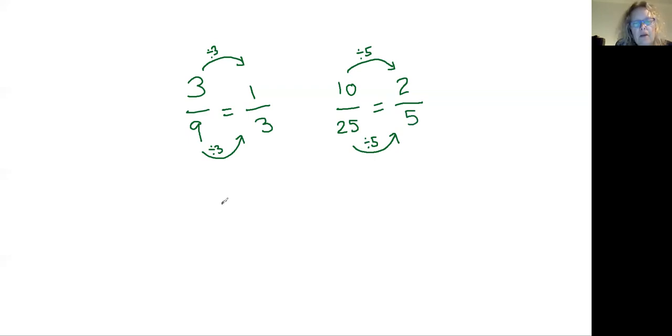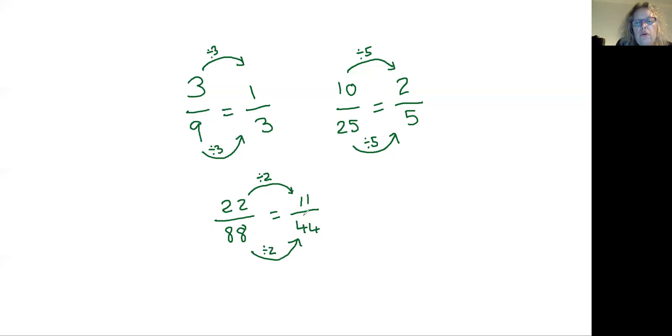Now, if you've got a bigger number and you don't know your times tables for something quite so big, that's quite all right, because you can look at these numbers and you know because they're even that 2 goes into both of them. So you can just start by dividing by something. We're going to divide by 2 and see where we end up. 22 divided by 2 is 11. 88 divided by 2 is 44.